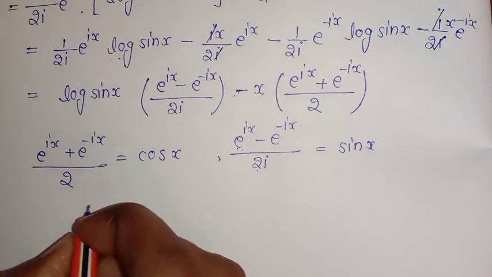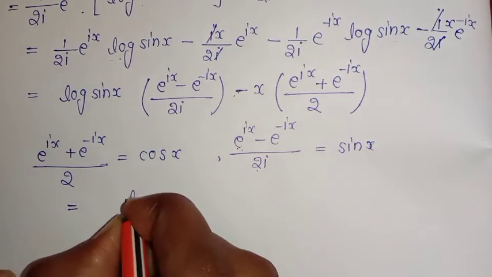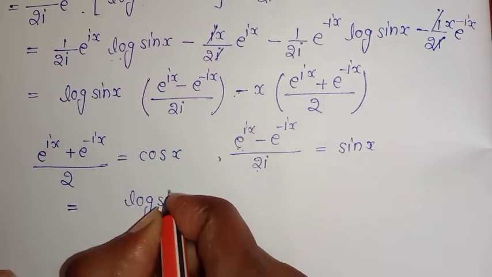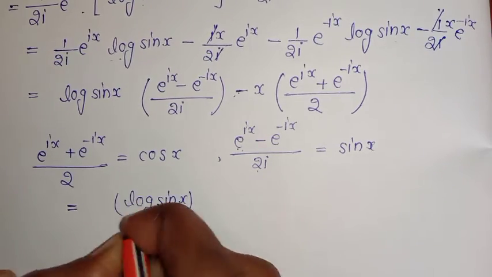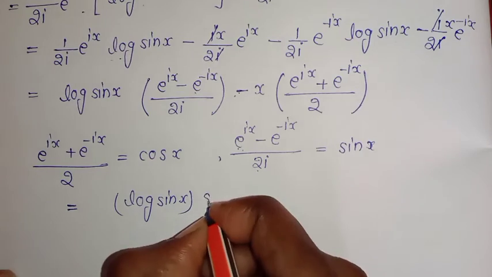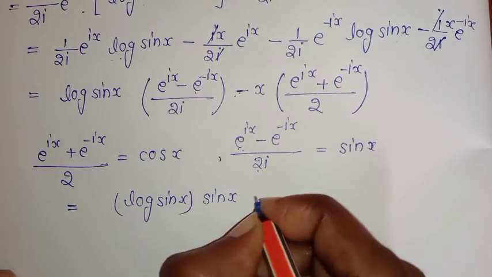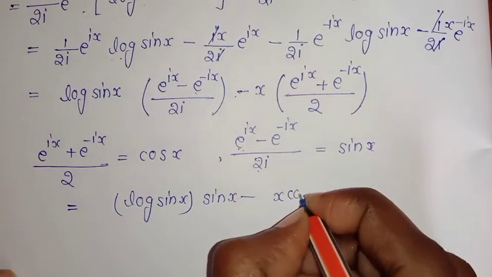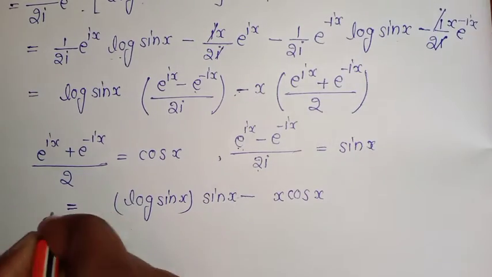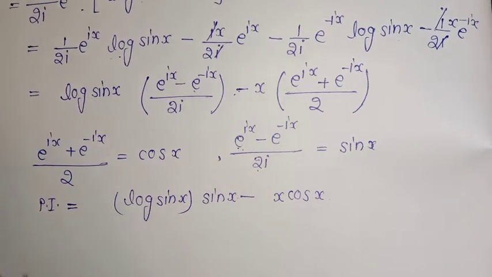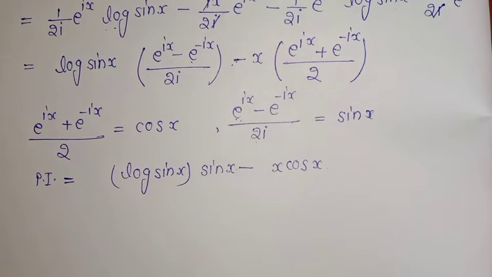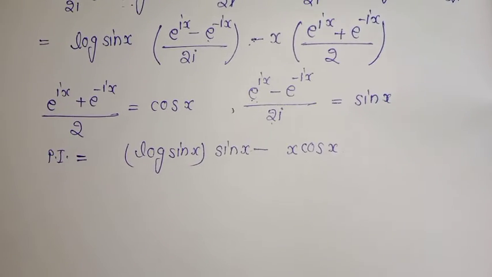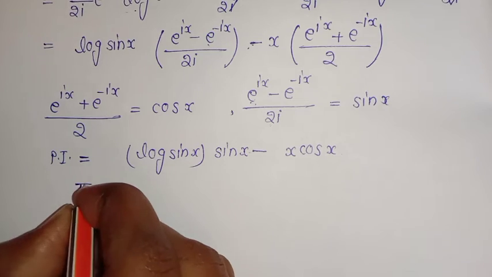So what do we get? Log sin x, we can put sin x here, so this becomes sin x minus x, and this is cos x. So this is our PI. Now we got the value of PI, so we can write the complete solution for this equation, which is the sum of CF and PI.